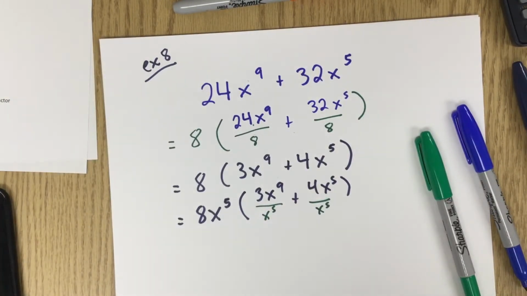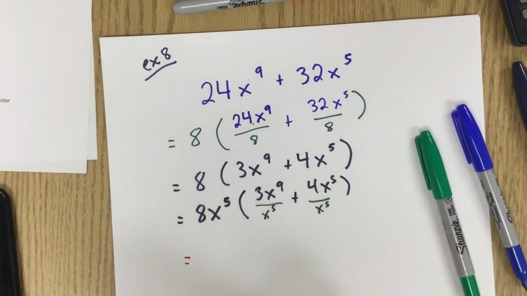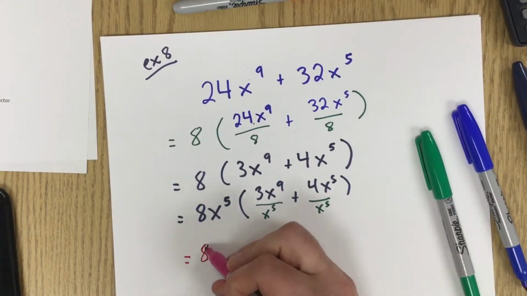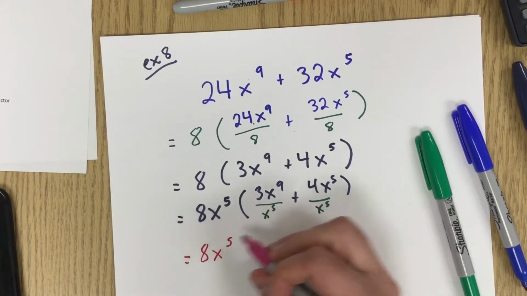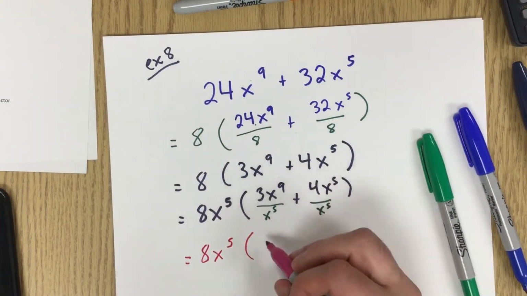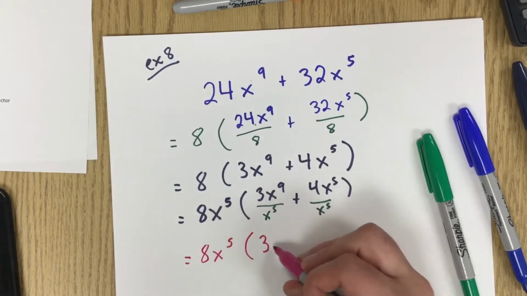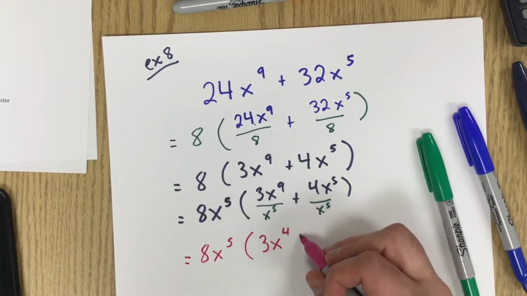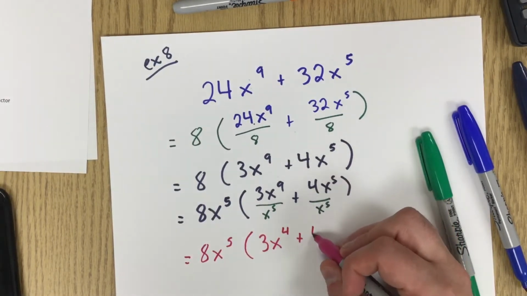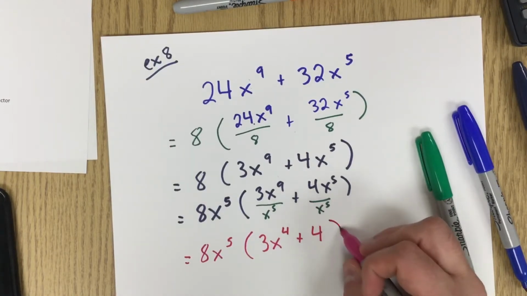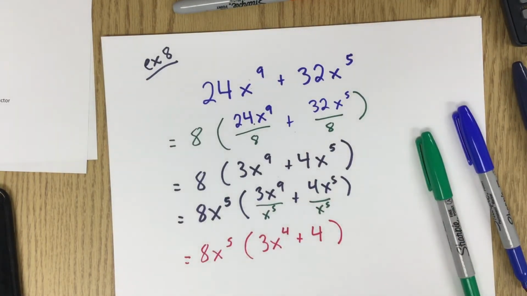And we end up with 8x to the 5. x to the 9 over x to the 5 is just going to be 3x to the 4, plus 4 divided by 1 is just 4, and x to the 5 divided by x to the 5 is nothing. And there we go. We have fully common factored out this expression.